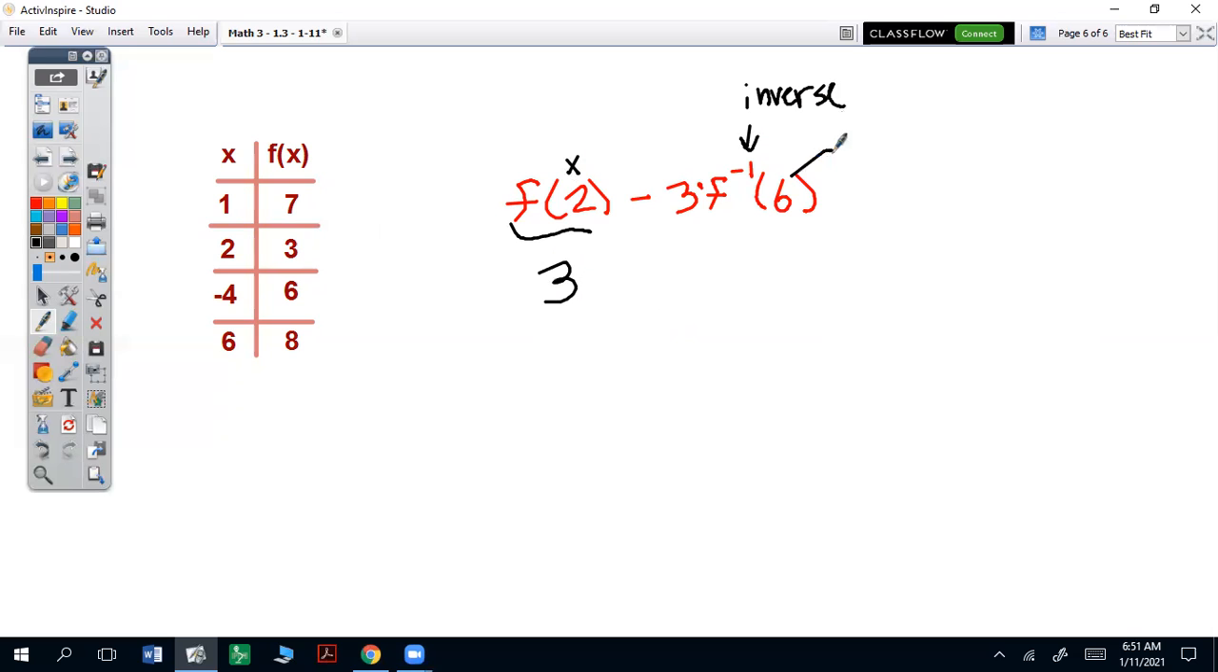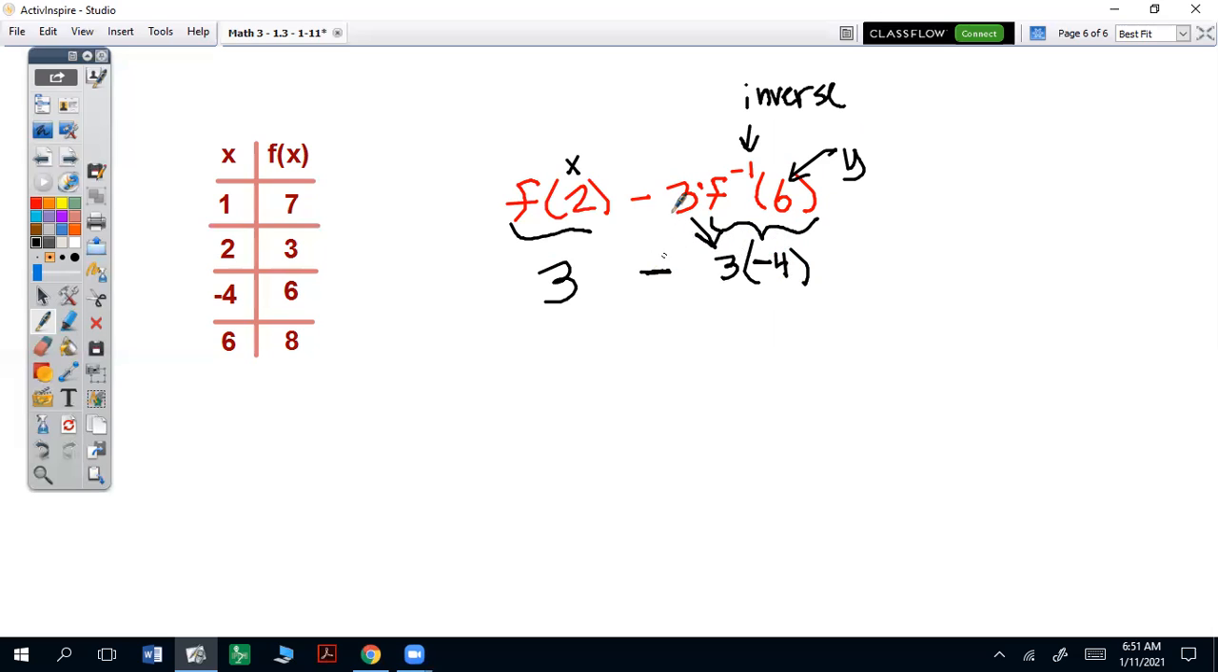So that 6 becomes a y value. What is this 3? Well, that's going to be multiplied by whatever this is. So leave that alone until you figure out what the inverse of 6 is. So this part right here, since y is 6, that's going to be -4. And that's going to be 3 times -4. So that's just going to get multiplied by it.